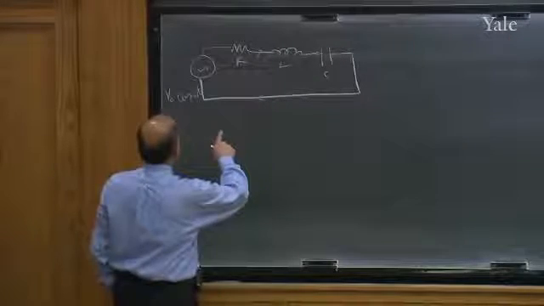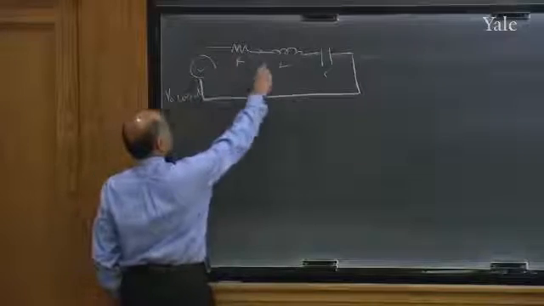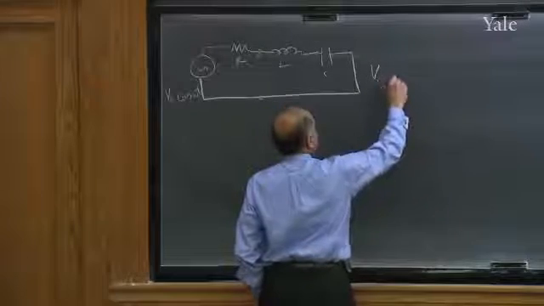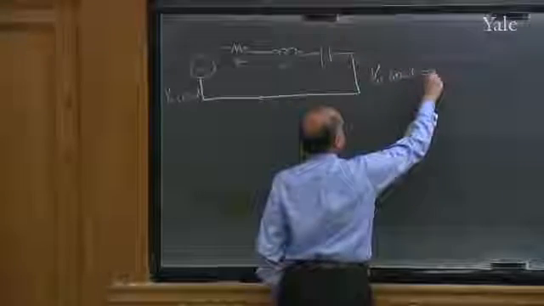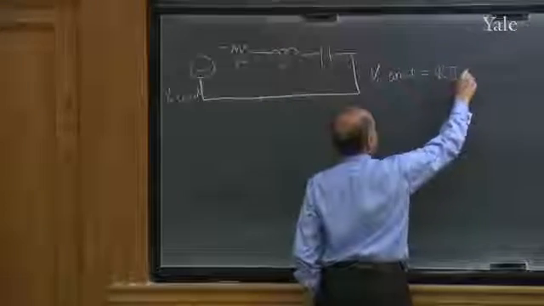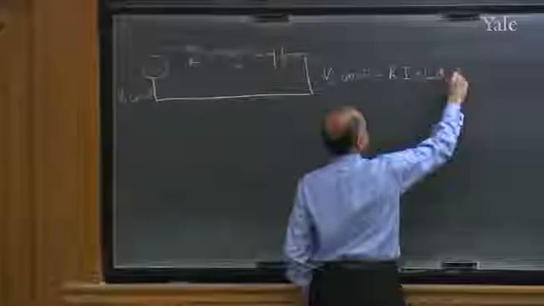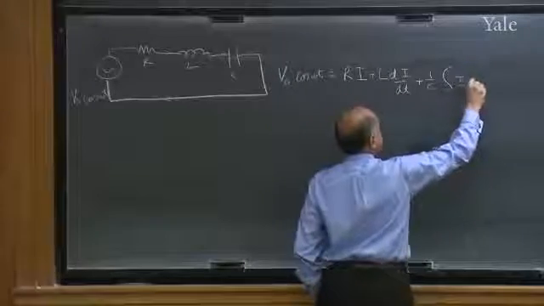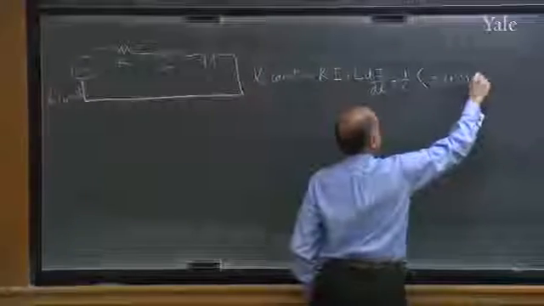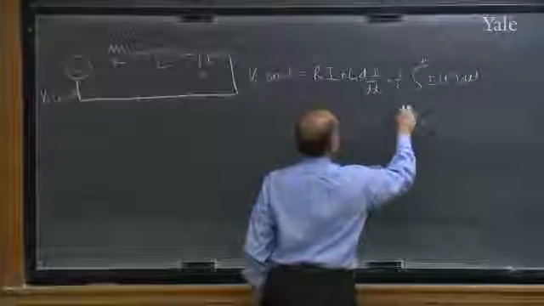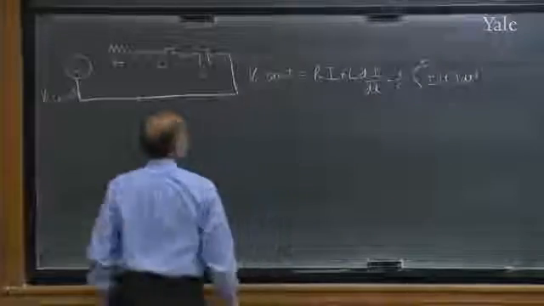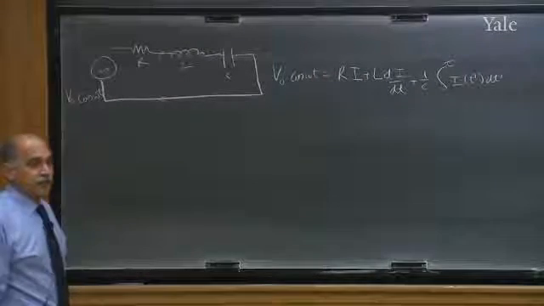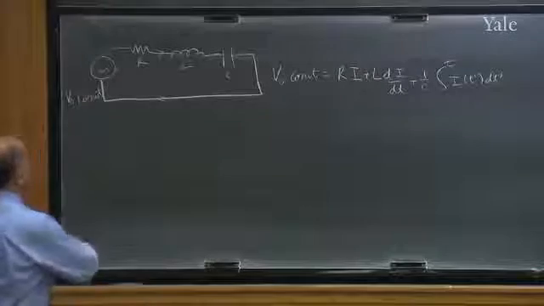So the equation for this circuit, you begin as usual, you go around the whole loop, and you add everything to 0. Then you will find V0 cosine omega t is equal to R times I plus L times dI/dt plus 1 over C times the integral of I up to time t. That's the voltage. Everybody with me on that part? That determines the current at every instant in time.